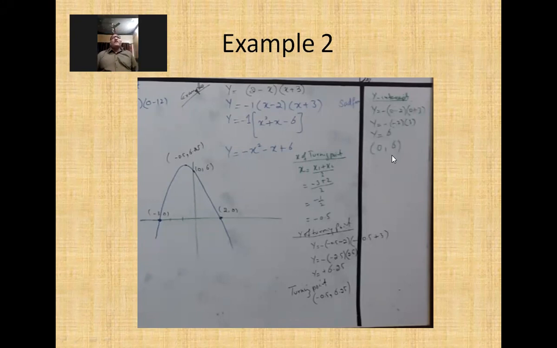So if you want to draw this graph, I will draw a grid. I will locate the x-intercepts. The x-intercepts are minus 3, 0 and 2, 0. I will put these 2 points. The turning point is minus 0.5, 6.25, so I will put a dot here. And the y-intercept is 0, 6. So I will join them with a parabola shape, a smooth curve like this. It will be a sad face. And that is how you do it. This is example number 2. Hopefully you have understood.